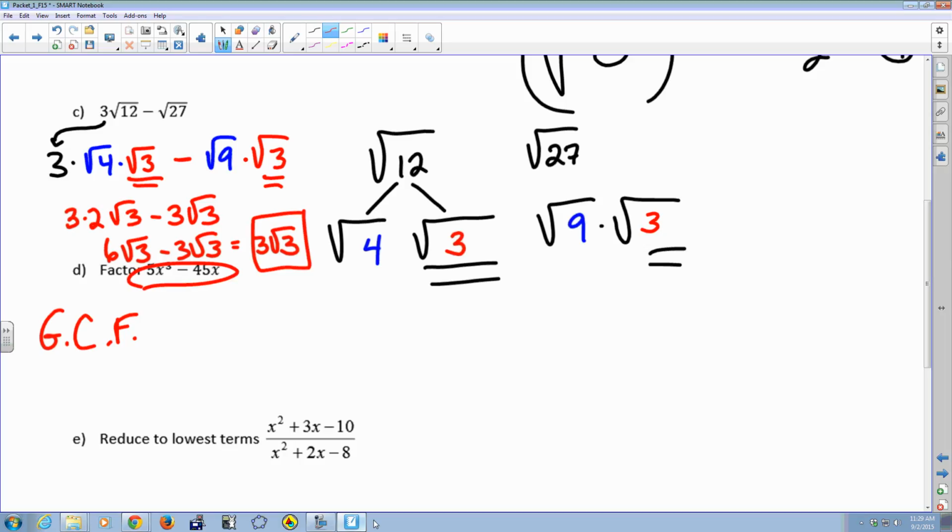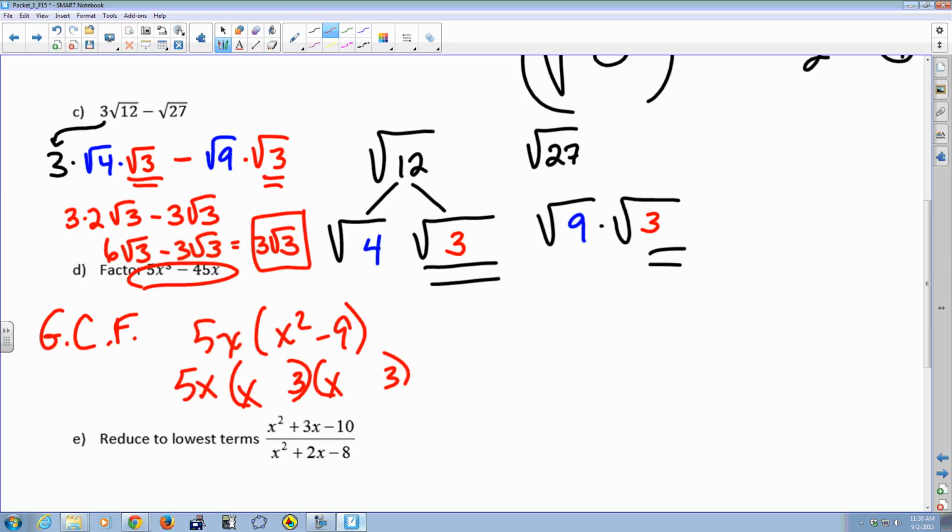So to factor this, I pull a 5x out, and I have an x squared minus 9 left. You see how I change subtraction into multiplication. Now, some people stop there, but you have another factoring technique you can use here. X squared is a perfect square, and 9 is a perfect square. Those are kind of fun to factor because they always look the same. They have the square root of each one of those numbers or quantities, and then you put a plus and a minus, and you're done. That's it. That's completely factored. You can't go any further.